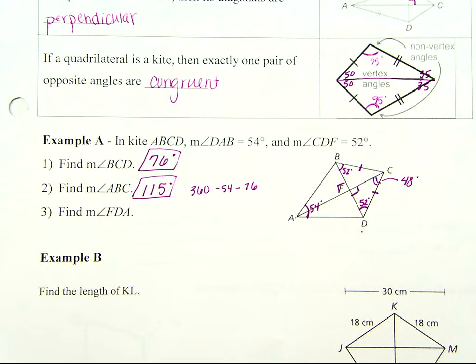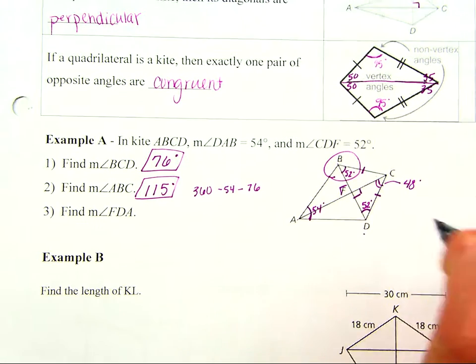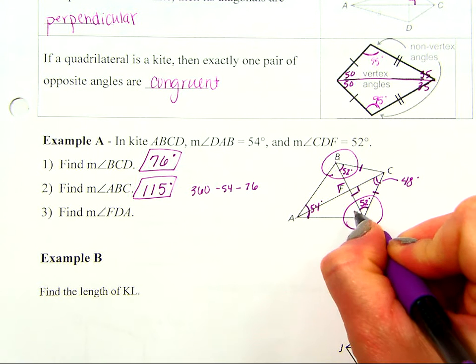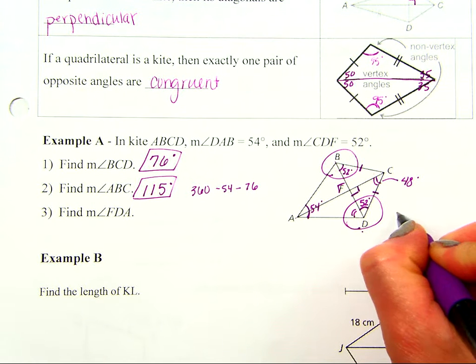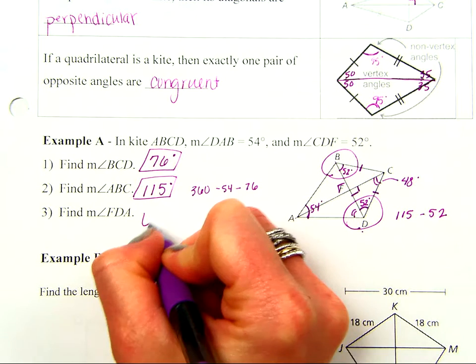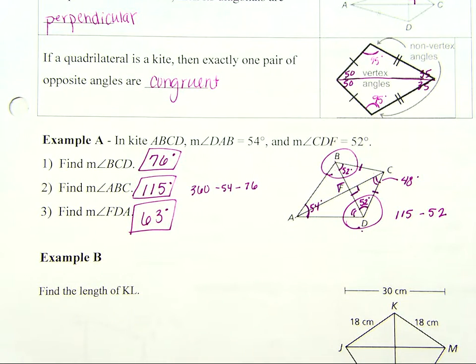Lastly, angle FDA. Well, if this angle is 115 degrees, this angle is 115 degrees. And angle FDA is this small part in there. We're just going to take 115 and subtract off our 52, and we would be left with 63 degrees. So as I said, sometimes there is more than one way to go about finding your angle measure, more than one strategy.